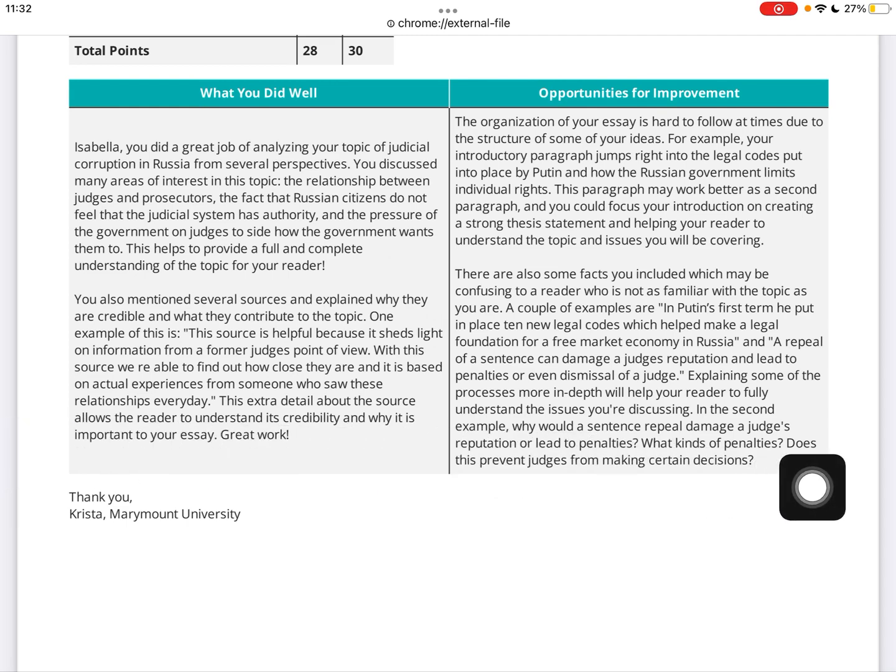The other side of this document is taking a look at opportunities for improvement. Okay, it gives you feedback. Here's what might be difficult to understand. Each one says, for example, okay, for example, your introductory paragraph. So it tells you where some of these things might have errors. It can also give some feedback about what you would do. Explaining some of the processes more in depth will help your reader to fully understand the issues.